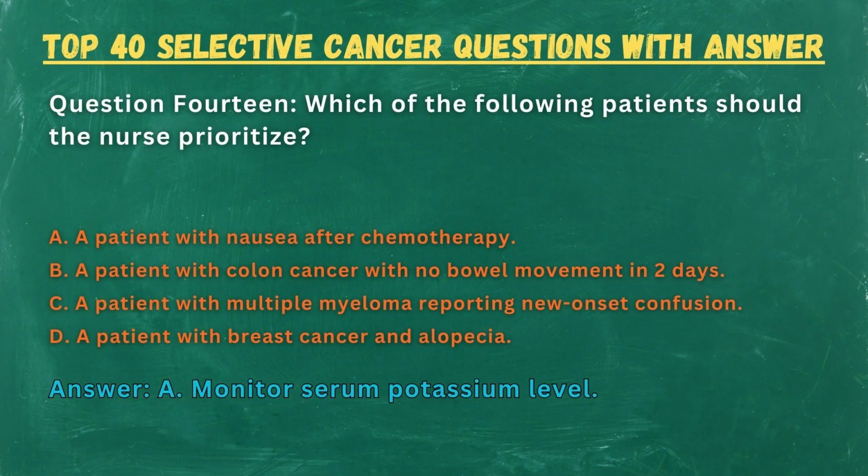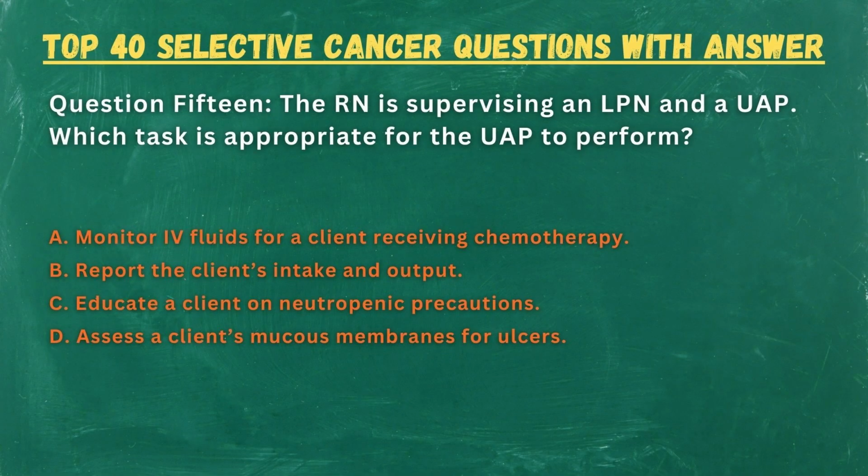Answer: C. A patient with multiple myeloma reporting new onset confusion. Question 15. The RN is supervising an LPN and a UAP. Which task is appropriate for the UAP to perform? A. Monitor IV fluids for a client receiving chemotherapy. B. Report the client's intake and output. C. Educate a client on neutropenic precautions. D. Assess a client's mucous membranes for ulcers.